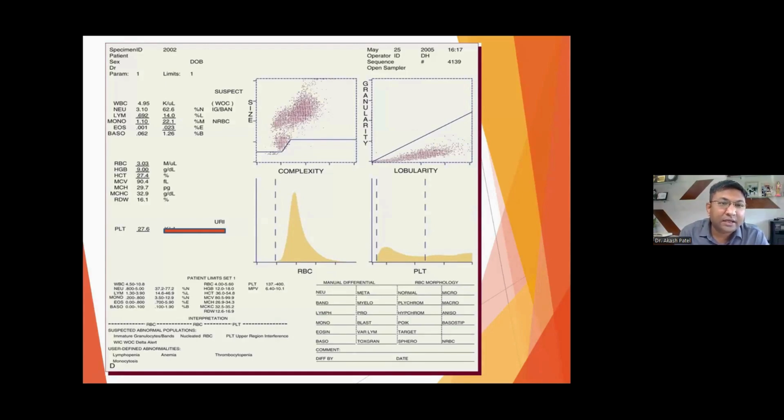This is the hemogram of one patient, which shows WBC in the normal range, but hemoglobin a little bit lower, around 9, and platelet count is also lower. So anemia with thrombocytopenia. But not only these three, we also have to keep in mind the hematocrit level, MCV level, and red cell distribution width.